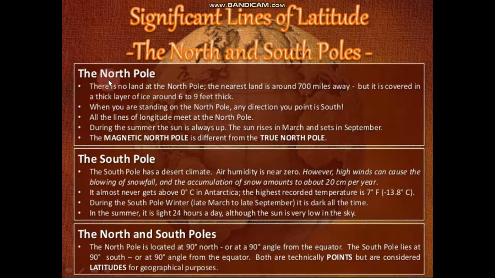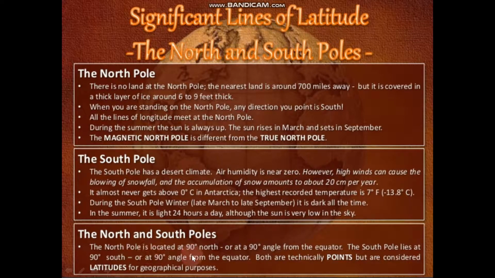North Pole. This is a no man's land. There is no land at the North Pole. That is, the nearest land is 700 miles away. But it is covered in a thick layer of ice around 6 to 9 feet thick. South Pole, it is also a desert climate. Humidity is zero. However, high winds can cause the blowing of snowfall, and the accumulation of snow amounts to about 20 centimeters per year.